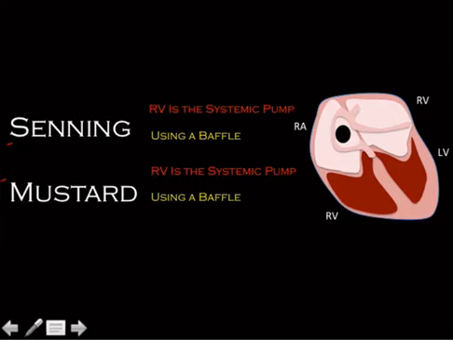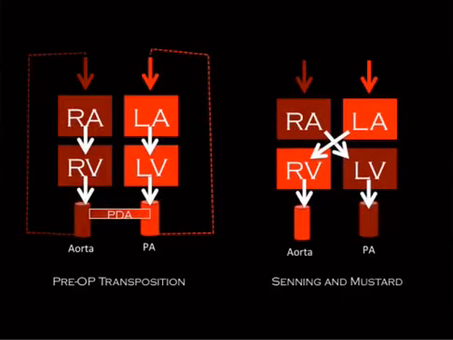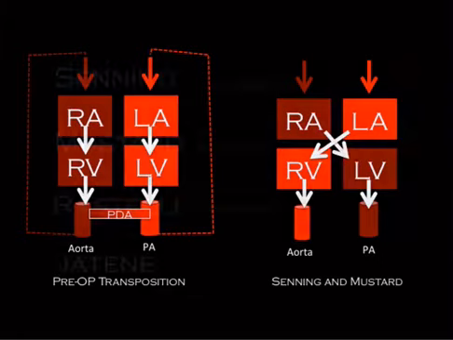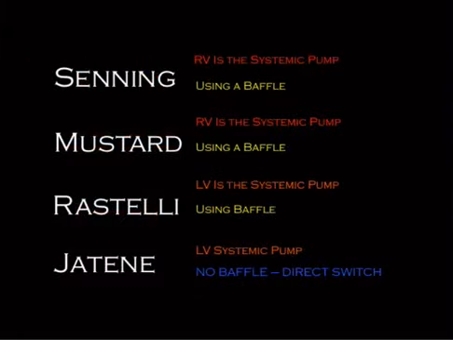I think the take-home points are just sort of understanding them. So a baffle is created using something, let's just say pericardium, and it redirects the flow from the right atrium into the left ventricle, and from the left atrium to the right ventricle. Like that. And you can see how that would allow oxygenated blood to be going out into the systemic circulation and unoxygenated blood to be pushed into the pulmonary artery where it can become oxygenated. So that's the first two.